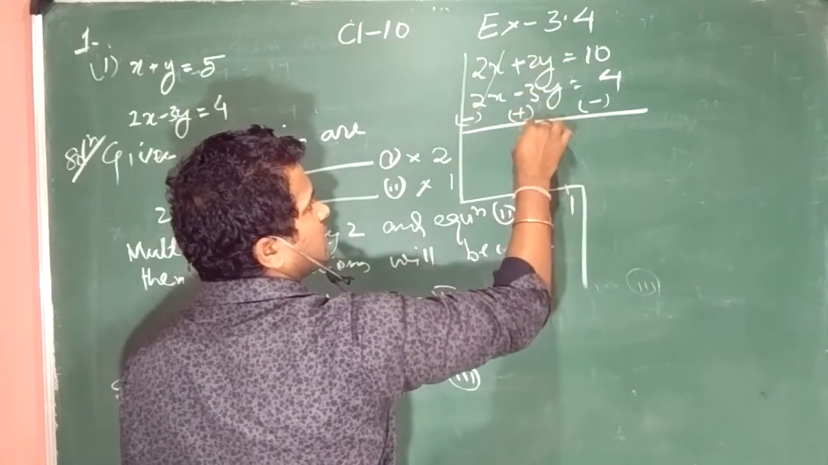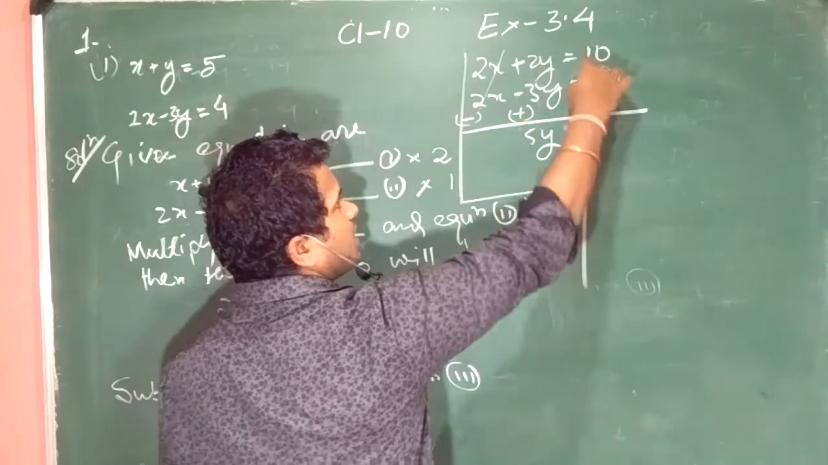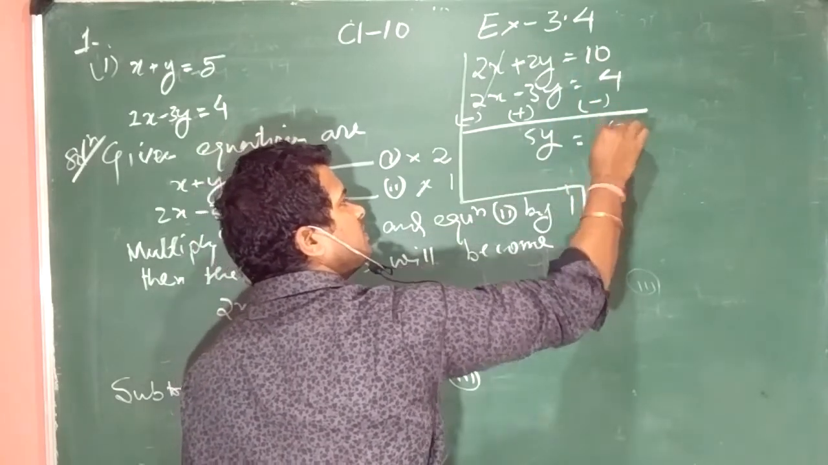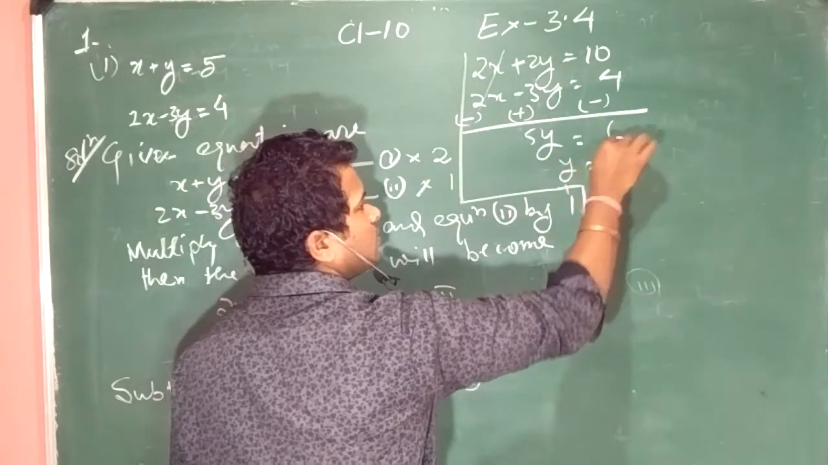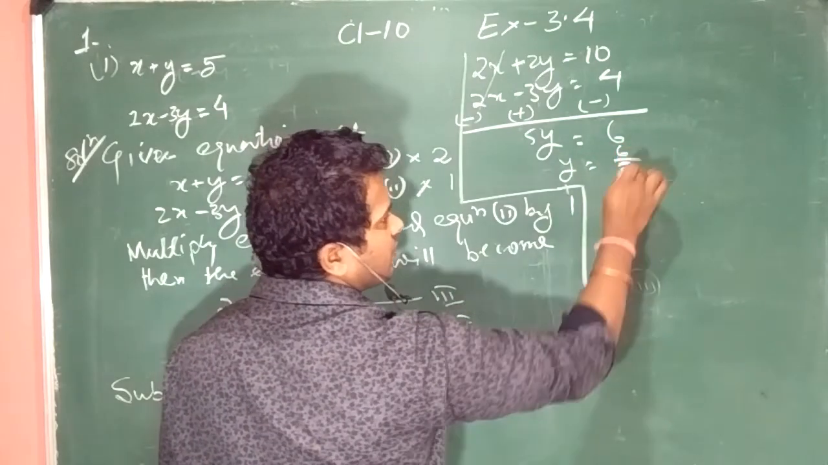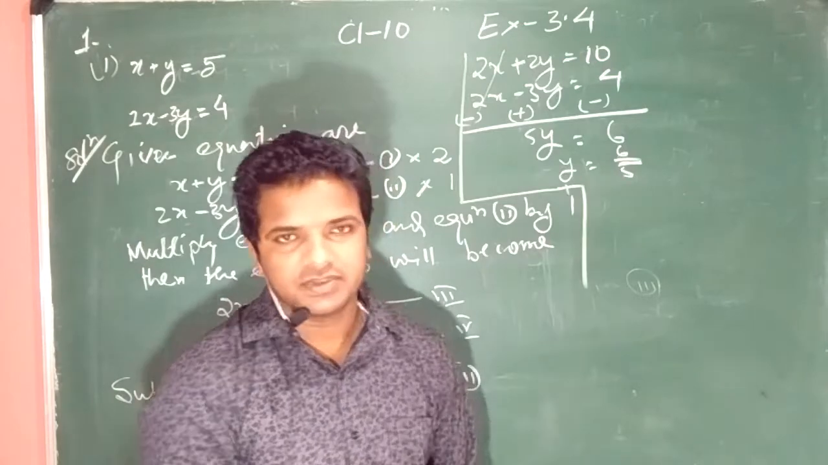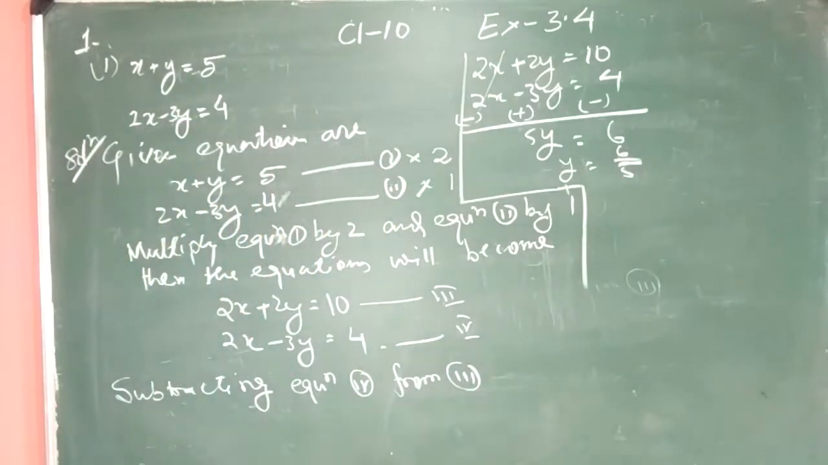So 2y and 3y, that means in total we are getting 5y. Here plus, here minus, plus into minus is minus, that means 10 minus 4, we have 6. So we have y is equal to 6 by 5. We can reduce it, but since we cannot, leave it this way. Now, after this we need to do putting.